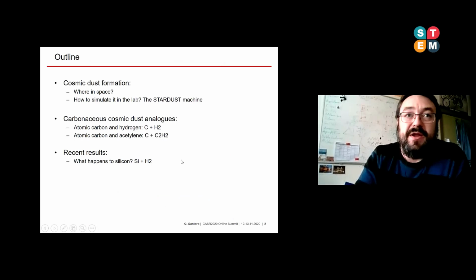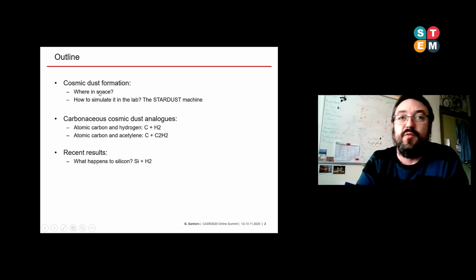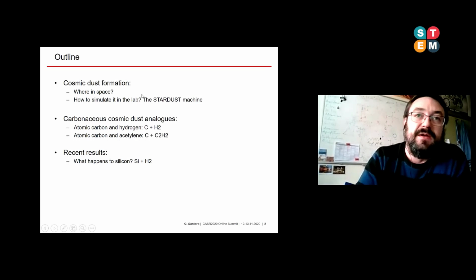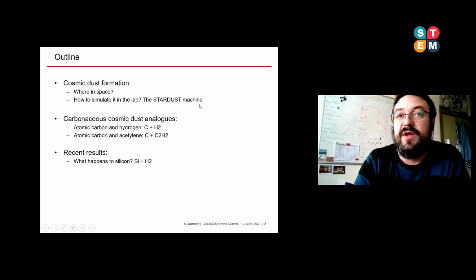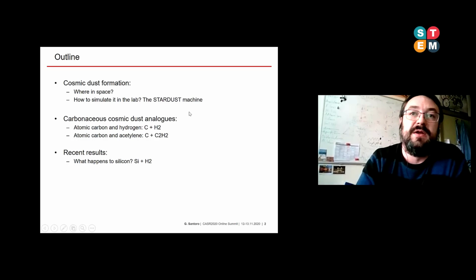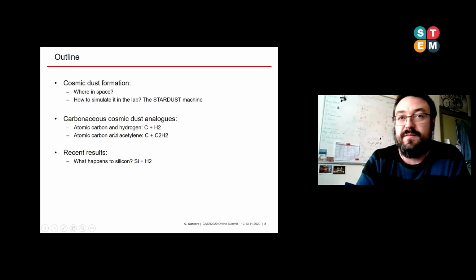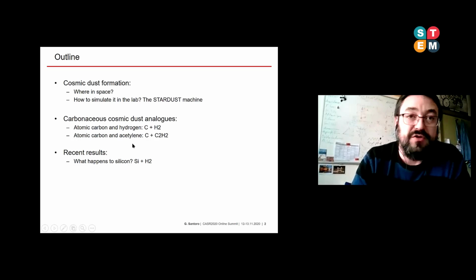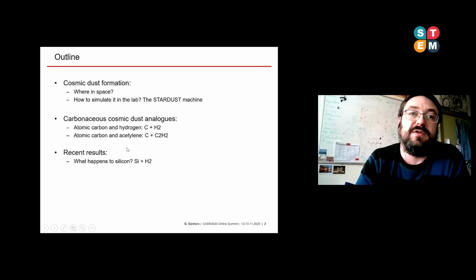So, the outline of my talk will be as follows. First, I will make a brief introduction of cosmic dust formation in space and how we can simulate it in the lab. Basically, I will introduce the Stardust machine that we have built within this project. Then I will focus on our recent results on the production of cosmic dust analogs, starting from atomic carbon, from its interaction with hydrogen and with acetylene. And if I have some time, I would also like to draw your attention to our very recent results on the interaction of silicon and hydrogen.